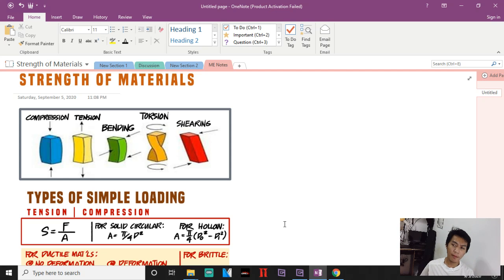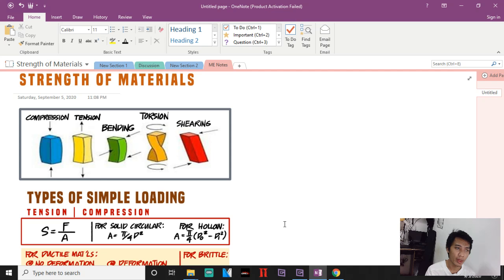Okay? When a force is directed to any body into its cross-sectional area, meron tayong iba't ibang uri na mabubuong stresses. Okay? By definition, a stress is the result of a sudden application of force through a member which has a cross-sectional area, okay? Perpendicular to the cross-sectional area. Now, meron tayong iba't ibang uri ng stresses.